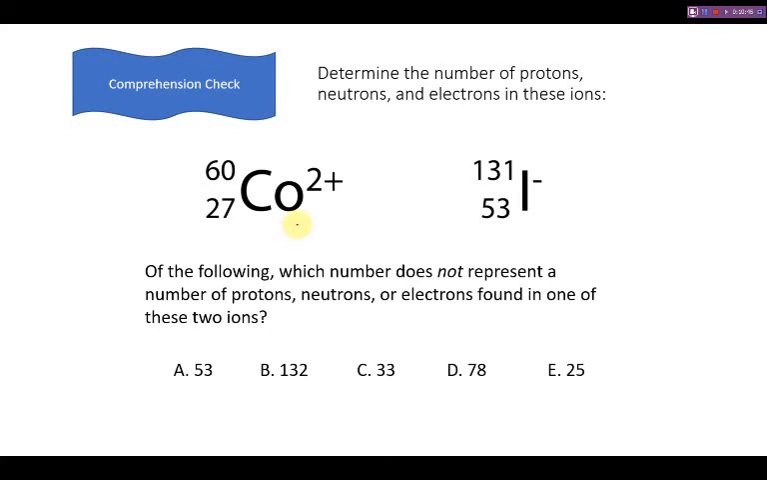All right, welcome back. Let's see if you got the correct answer. So the question is, of the following, which number does not represent a number of protons, neutrons, or electrons found in one of these two ions? And the way you want to think about this is by comparing the charges to the number of protons, and then also the sum of the protons plus the neutrons. So we can do these in any order.